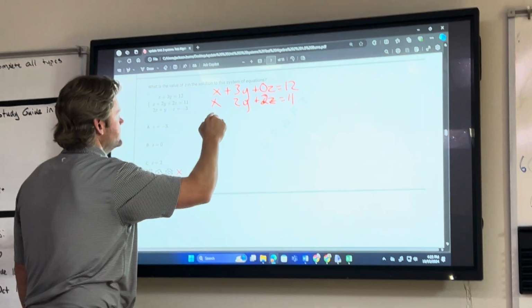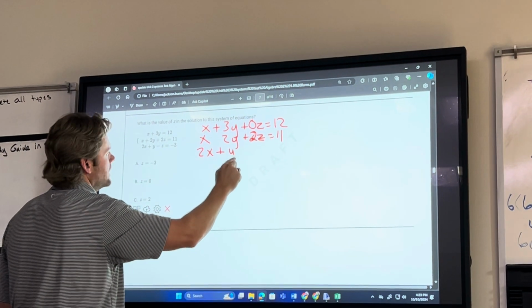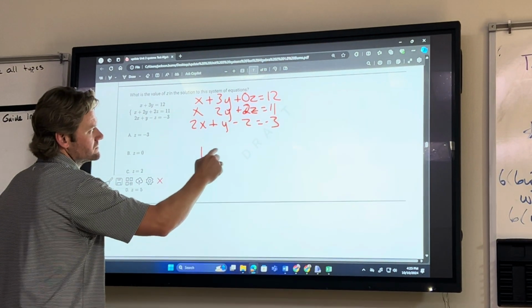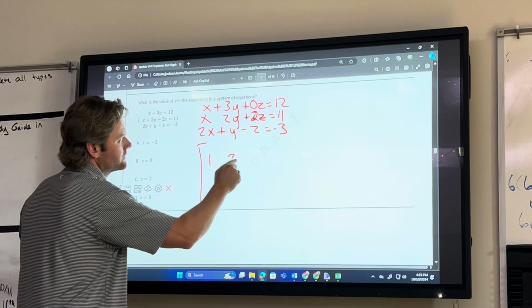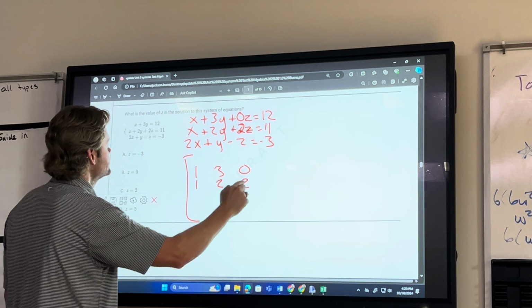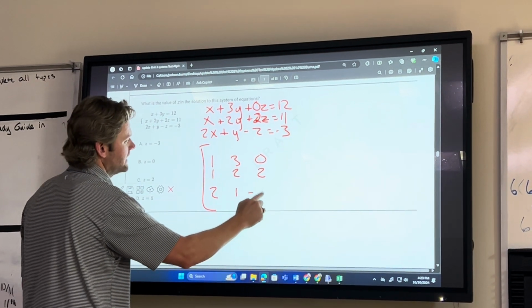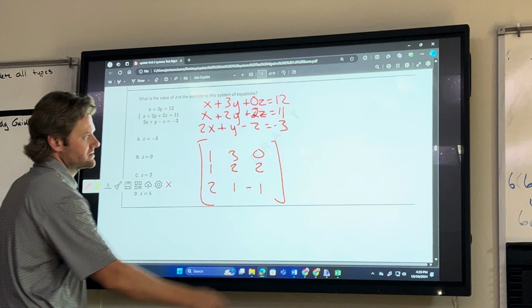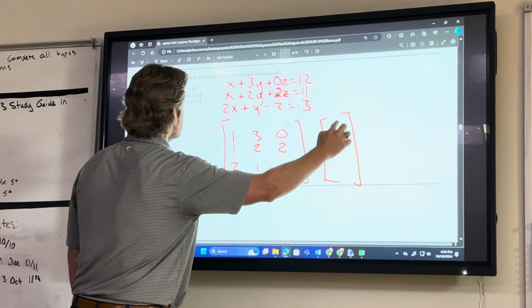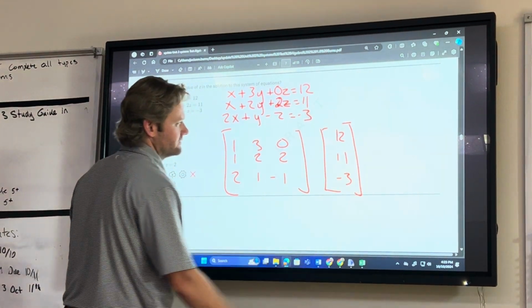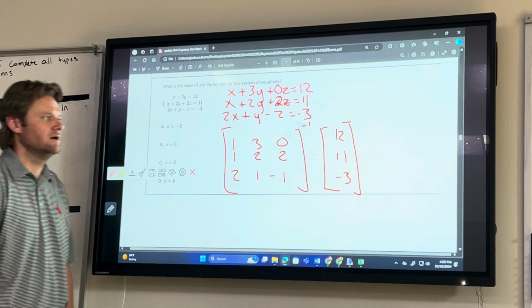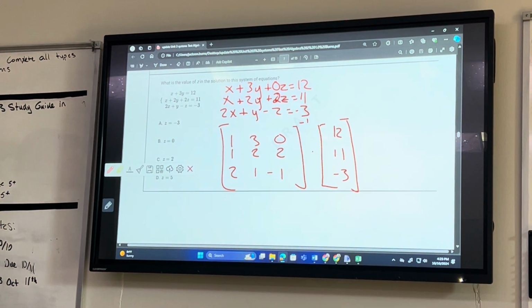2z equals 11, 2x plus y minus z equals -3, right? Put in your coefficients: 1, 3, 0, 1, plus 2, 2, 2, 1, -1. There's your A matrix, right? Your B matrix over here, 12, 11, -3, right? You'll take the inverse of your A and you multiply it by your B, and that will give you your X, Y, and Z.